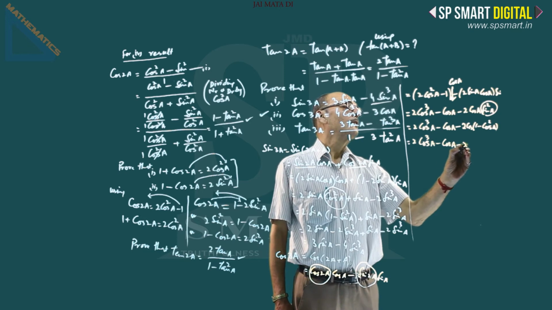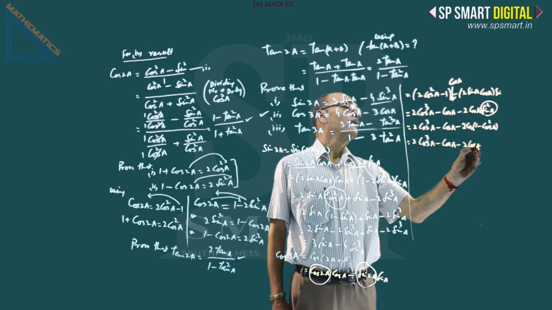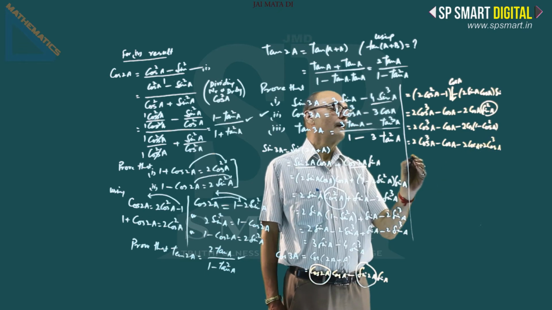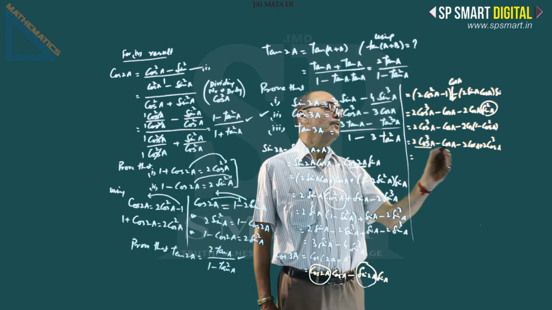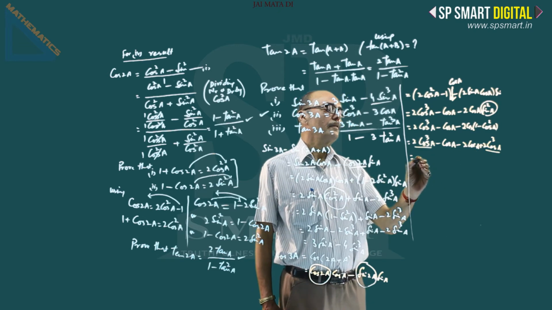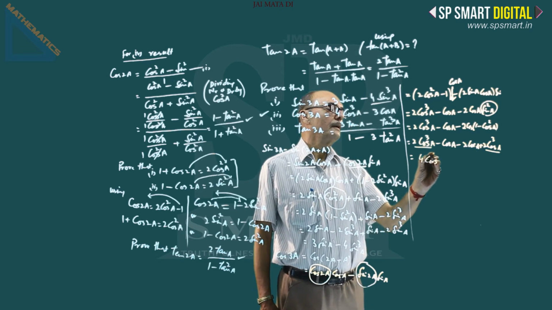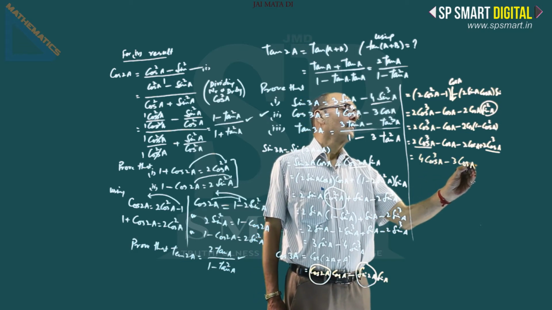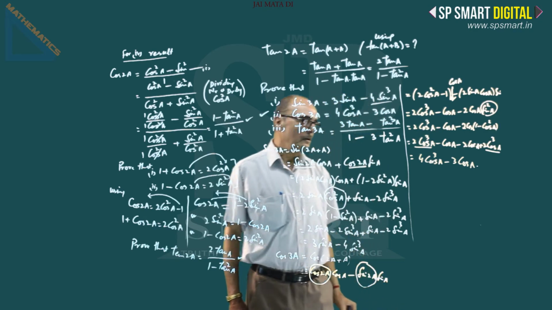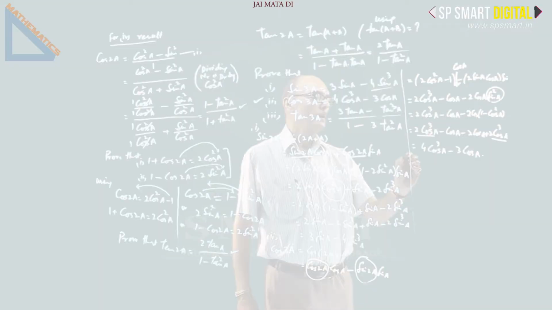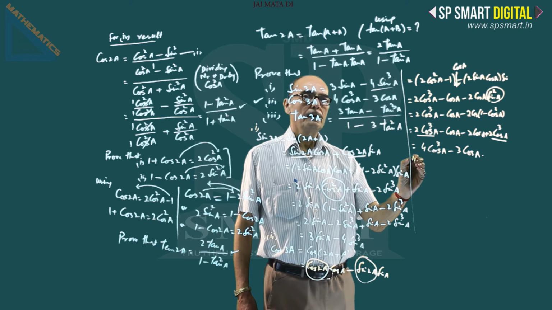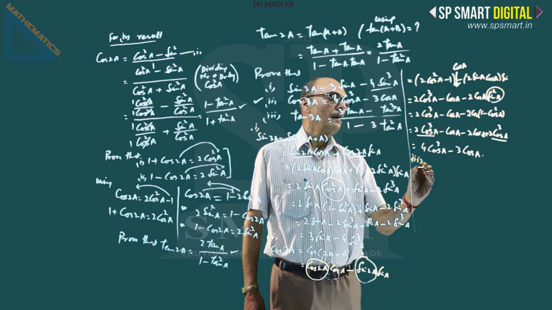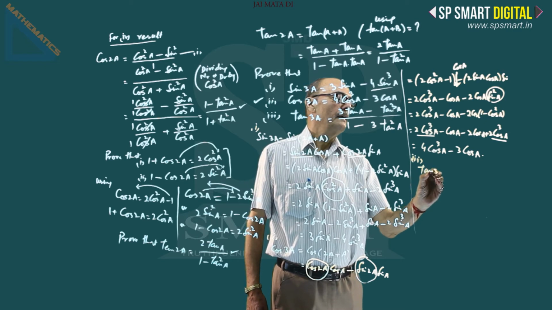Minus 2 cos of A plus 2 cos cube A, and finally we have 2 cos cube A and 2 cos cube A will give you 4 cos cube A minus 3 cos of A. Next we proceed with the third result, which is tan 3A.